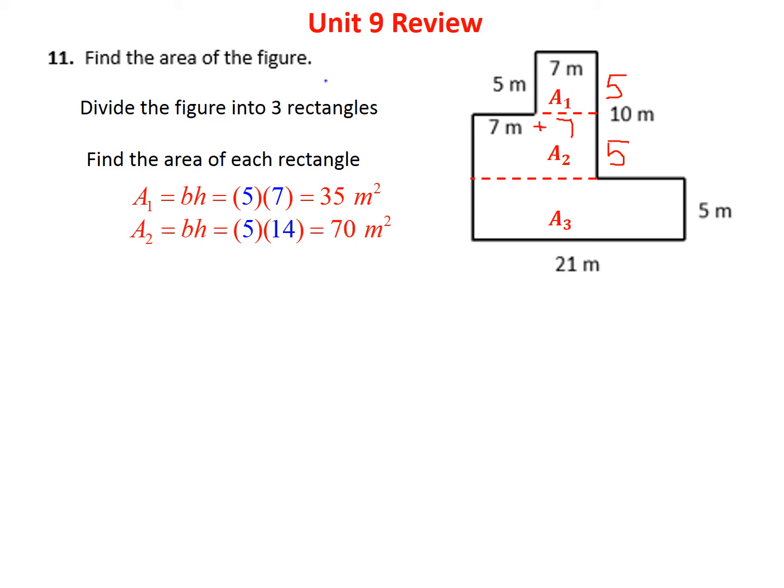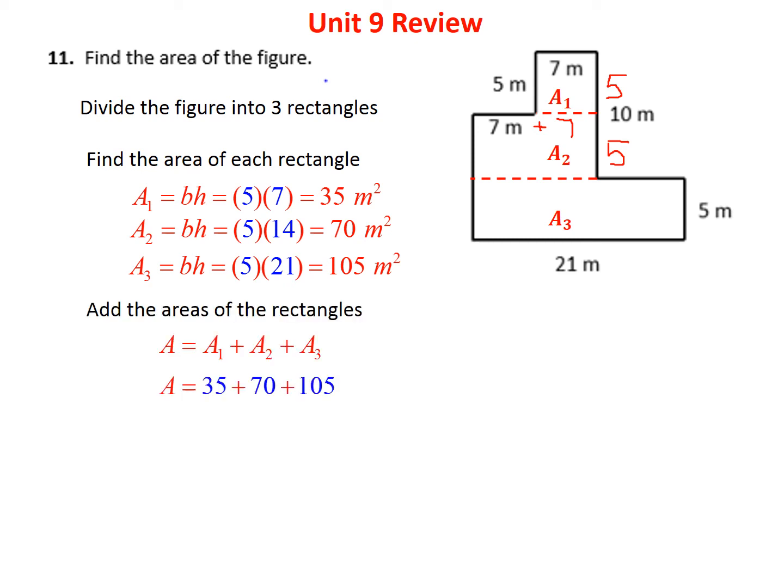And then my last one, again, is 5 times 17. Here I have my 5, and on the bottom I have 21. So 5 times 21, 105 meters squared. And so to find the total area, we simply add those up, 35 plus 70 plus 105, and our area is 210 square meters.